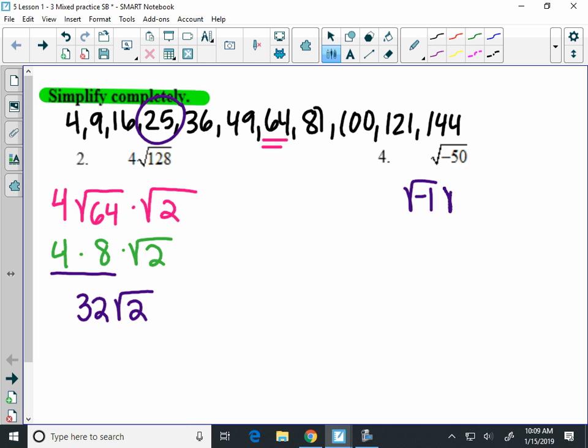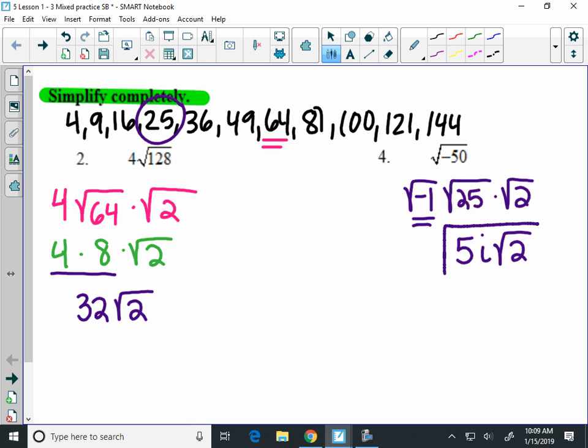Okay. We're going to rewrite this as radical 25 times radical 2. 25 times 2 is 50. Now to simplify this, we know that radical 2 does not break down. Radical 25 is 5. And the square root of negative 1 is your imaginary number i. So this simplifies to be 5i radical 2.